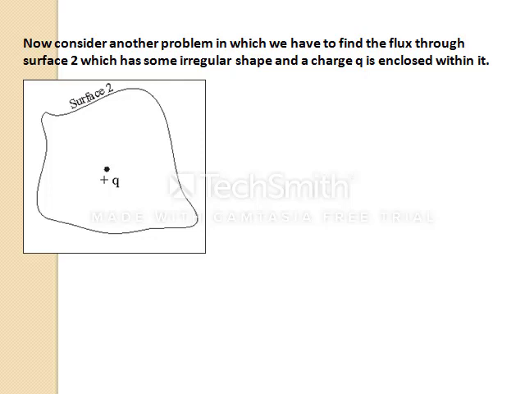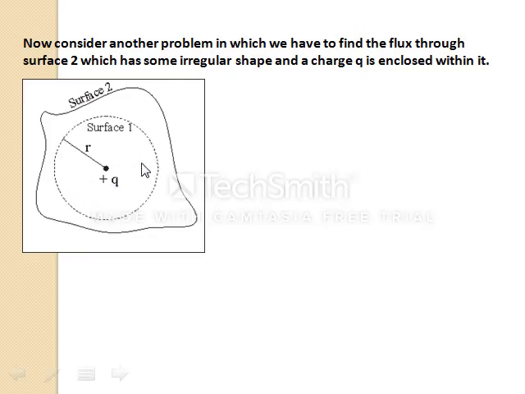Let's proceed with some other way. Let's again draw a sphere inside this arbitrary surface, as this one, the previous one. Now we know the flux through this surface. It was q by epsilon naught. We just now calculated it.